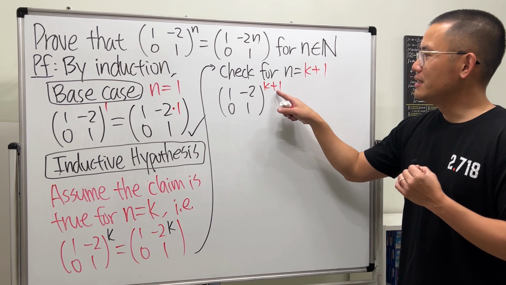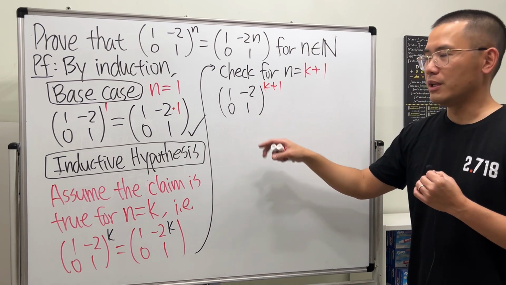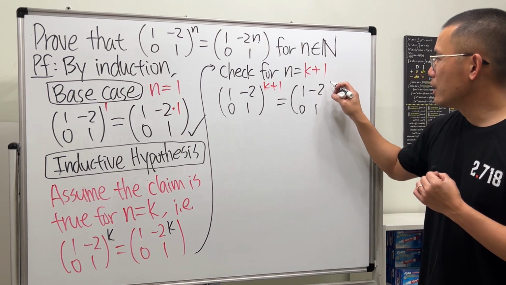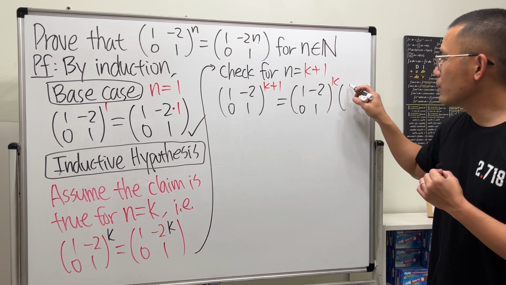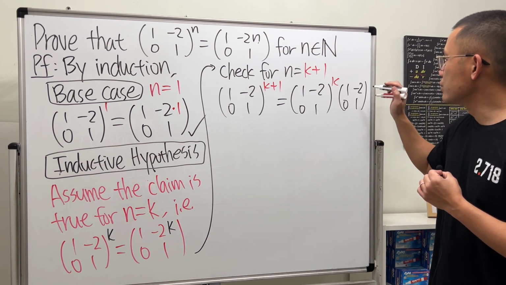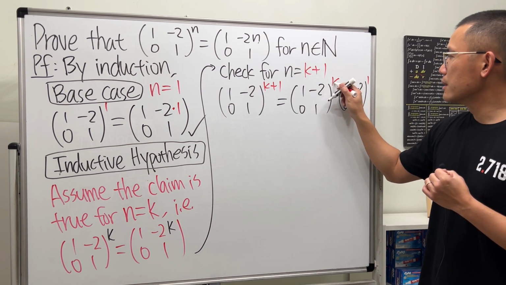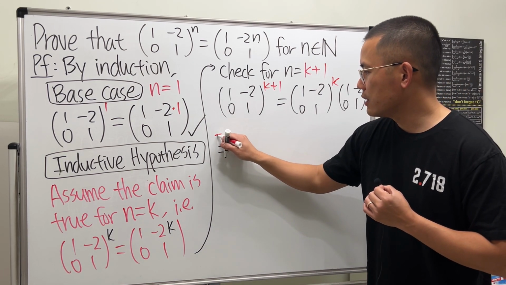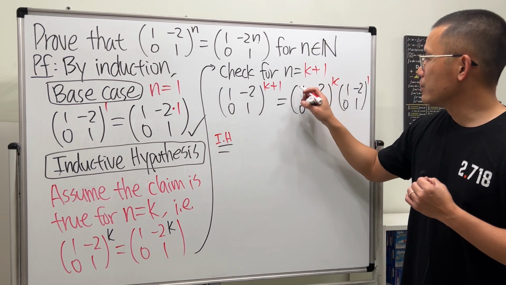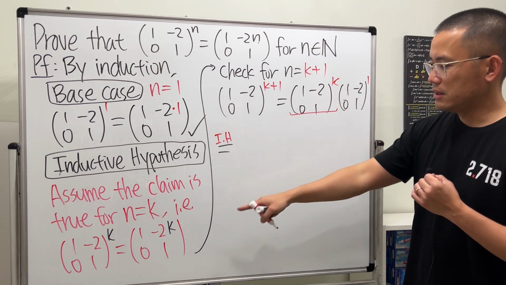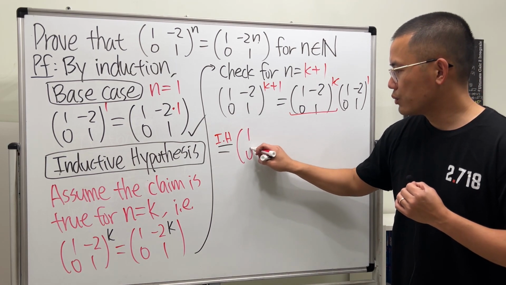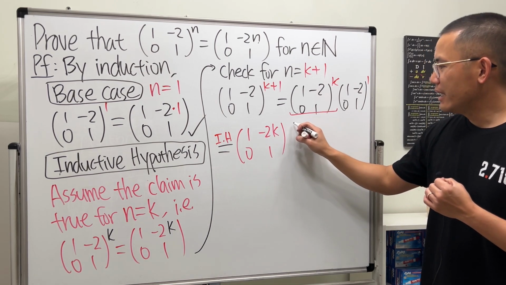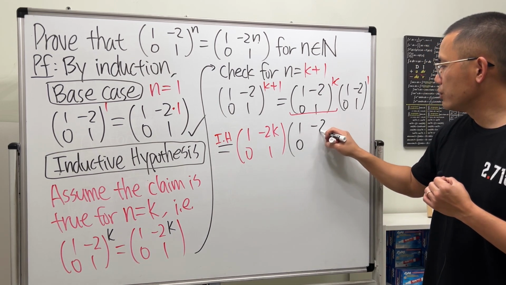Now, this is just like a rule of exponents. It's still the same with matrices. We can write this down as 1, 0, negative 2, 1 raised to the kth power, and then times 1, 0, negative 2, 1 raised to the first power. Then for this part, we can use the inductive hypothesis. This right here is equal to, and again, this is by inductive hypothesis, 1, 0, negative 2k, 1. Very nice, huh? And then multiplying with 1, 0, negative 2, 1.